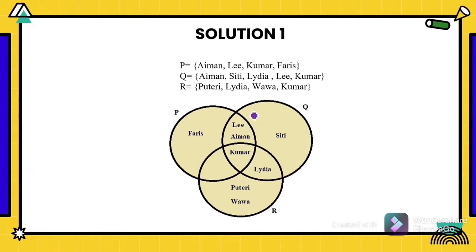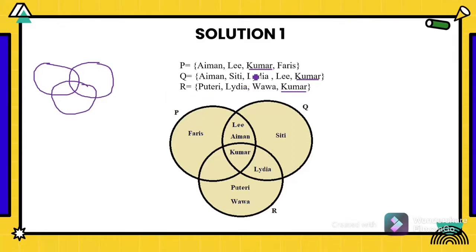So let's go one by one. Firstly, we must do the Venn diagram first to make it easier for us to solve. In set P, we have people who like to play football. In Q, we have people who like to read, and in R, we have people who like to sing. Among these three, we have to find the ones which overlap with each other. We can see that Kumar overlaps with all three of the sets. So we know that the sets are overlapping each other. So this is the shape of the sets.